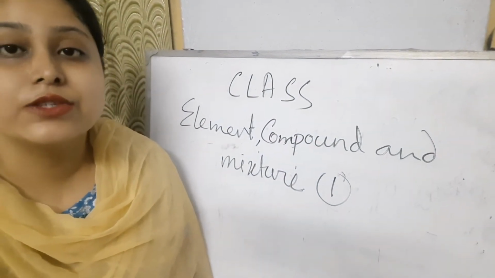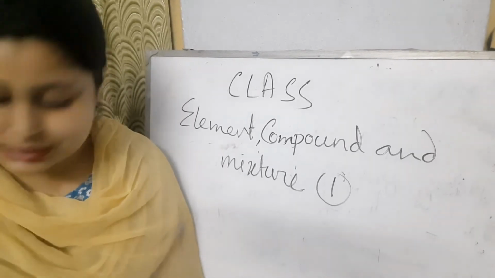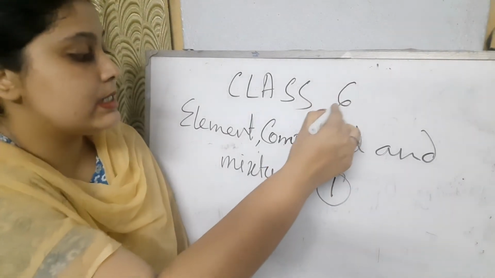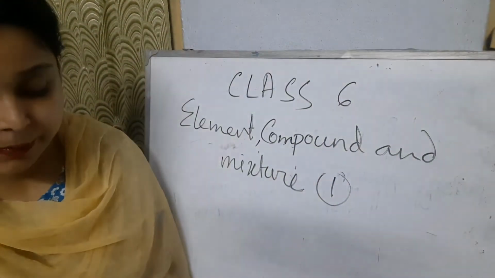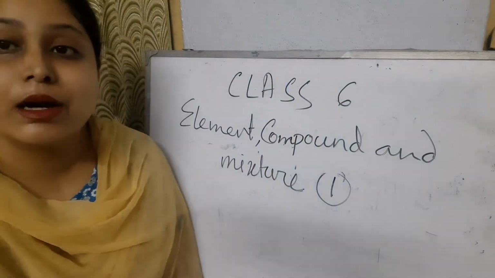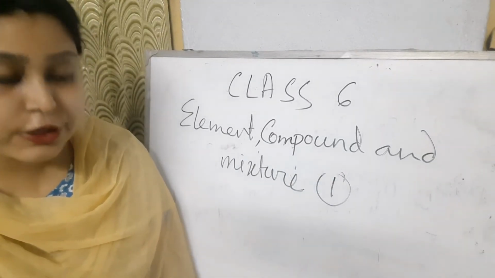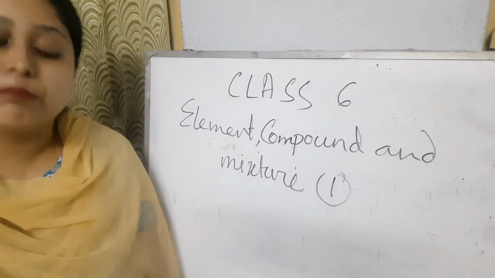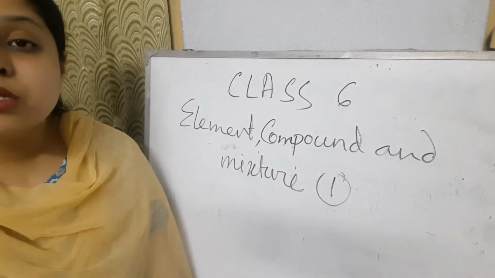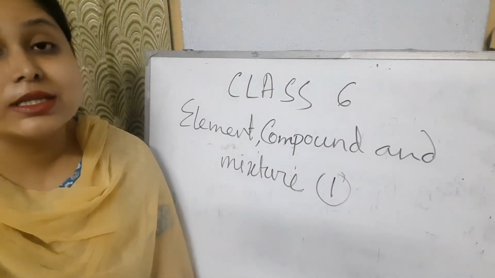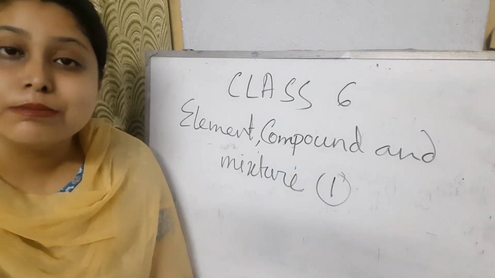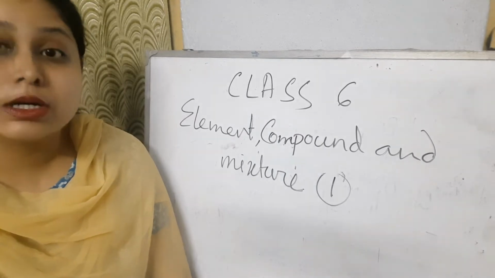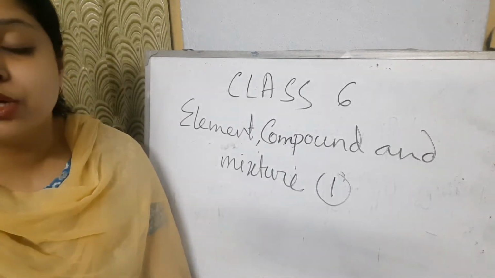This video is for class 6 physical science, and the chapter that I will start today is Element, Compound and Mixture. This video is part 1. In the first video we are going to learn what is an element, what is a compound and what is a mixture. Around us, everything that we can see is made up of some elements, and all of it is matter. So first we have to learn what is matter, what is an element, and what is a mixture.